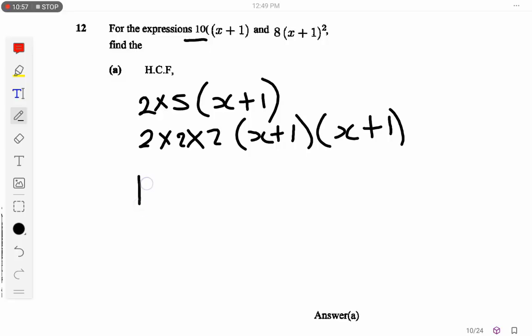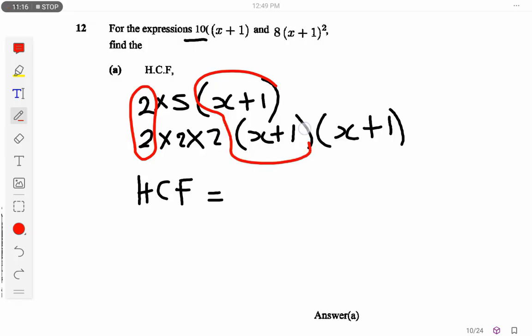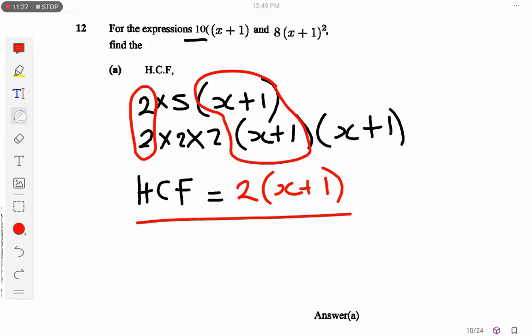Now to get our highest common factor. The highest common factor is a factor that will go into this expression and will also go into that expression. Okay, so that's what we want to find. For the first one, I have a 2 here that is common. Then I also have this, which is also common. So these are the factors that I have. So my highest common factor is 2 and x plus 1, like that. So this is the final answer there.